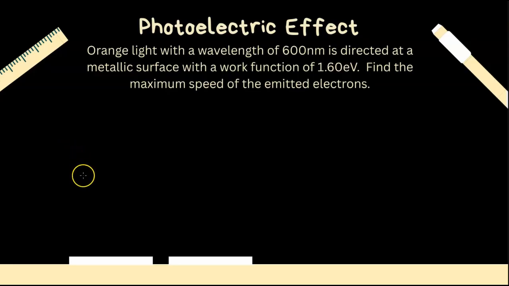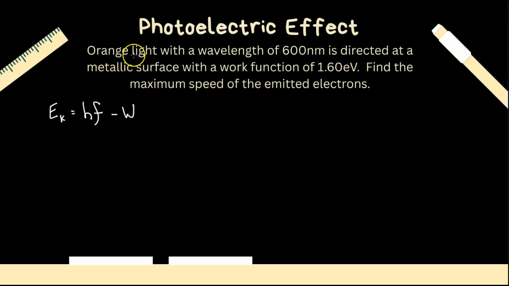So let's move on to solving this problem, and we're going to do so with the equation for the photoelectric effect, which says that the kinetic energy of the ejected electrons is equal to the energy of the photon, which is h, Planck's constant, times the frequency of the photon, minus the work function of the metal.